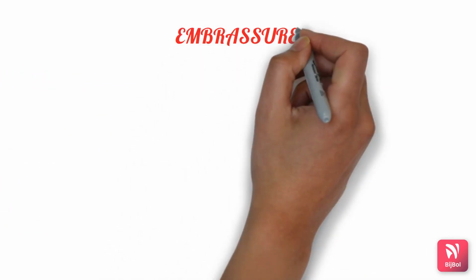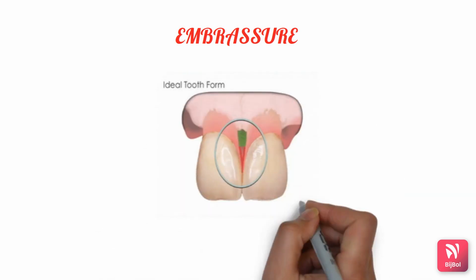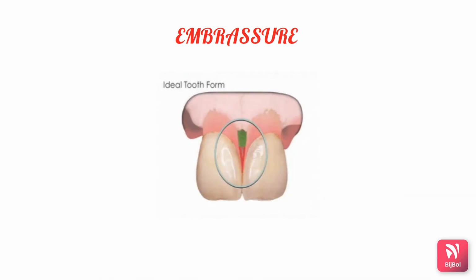Now we'll see what embrasures are. These are V-shaped spaces between the teeth that originate at the proximal contact area between adjacent teeth. They act like a spillway, a passage for food during the mastication procedure. In the anterior region, they are triangular shaped, whereas in the posterior, they are tent shaped.